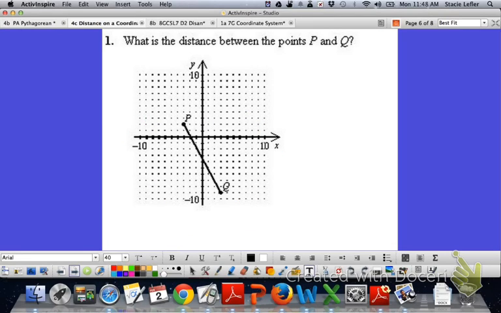Find the distance between P and Q on this coordinate system. So in order to do that, you can create the triangle right there, and then use the Pythagorean theorem. So pause the video and do this problem.